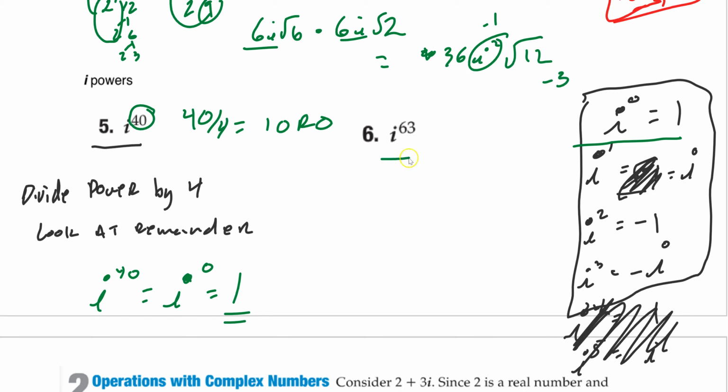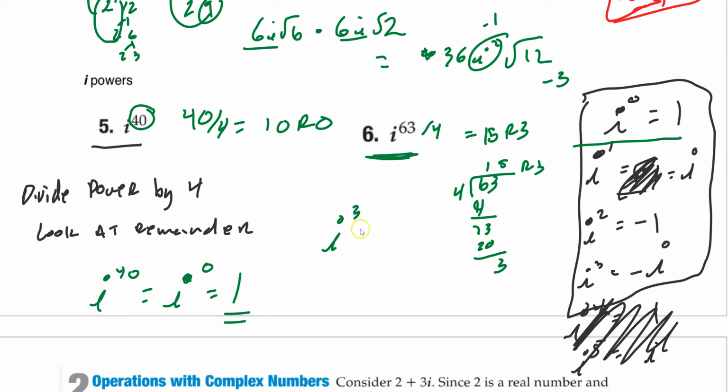Look at this one right here. i to the 63rd, so we're going to divide that by 4. 63 divided by 4 goes in about 15 times. So 15 remainder 3. 4 times 15 is 60, remainder 3. So again, this problem is the same thing as just saying i to the 3rd power. They're equivalent, because it goes around 15 times plus an extra 3. So this is the same as saying negative i. And that's the idea. If you want to find i to any power, since you know there's only 4 options, you just divide the power by 4, no matter what I give you.